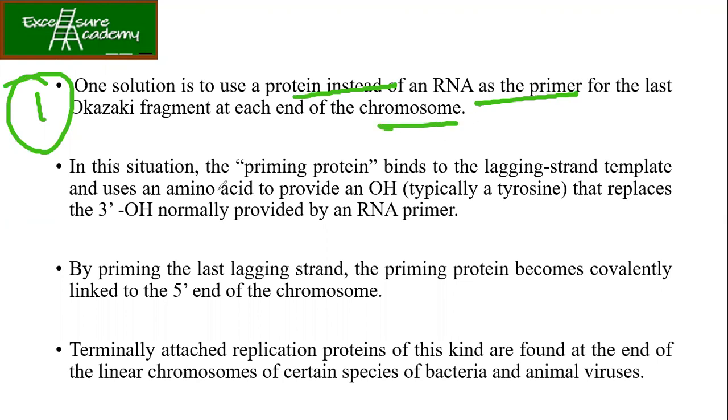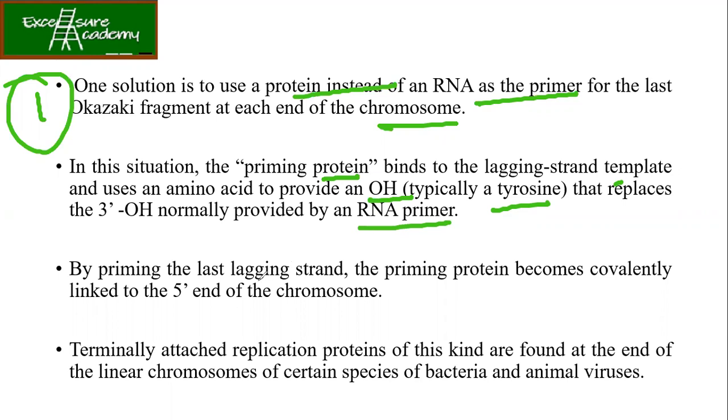Now what will happen in this? In this situation, the priming protein binds to the lagging strand template and uses an amino acid to provide the OH. At the end, what do we need? We need an OH group so that you can add the new nucleotide. So this OH can be provided by an amino acid also. For example, tyrosine. You know that tyrosine is an aromatic amino acid having the OH functional group, right? So this can be used and it replaces the 3'-OH which is provided by the RNA primer. So that can be done.